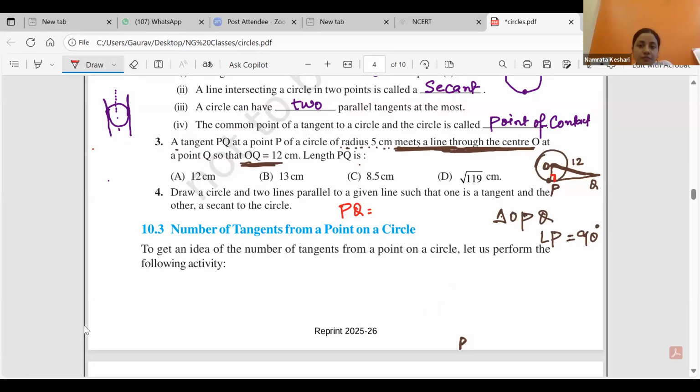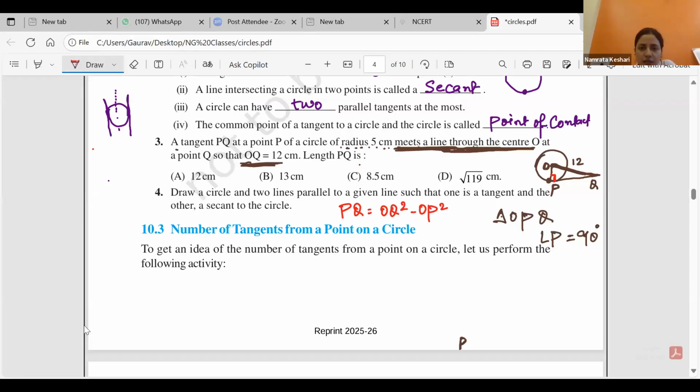It can be found out by under root OQ square minus OP square. Yeah, Pythagoras theorem: under root OQ square minus OP square. Already we know OQ is 12. And what about OP? It is 5, the radius of the circle. Okay, so yes, we'll be able to do it.